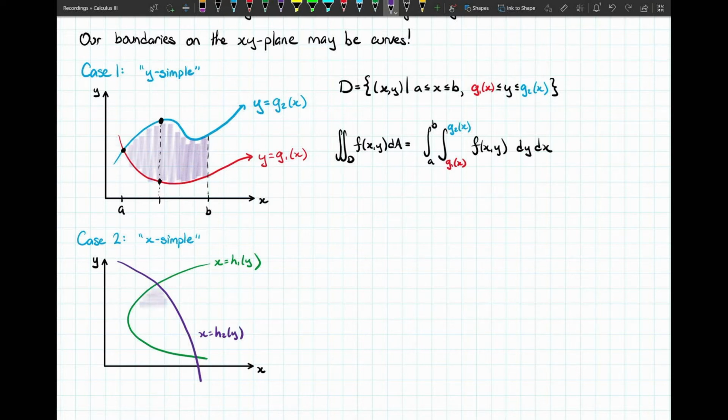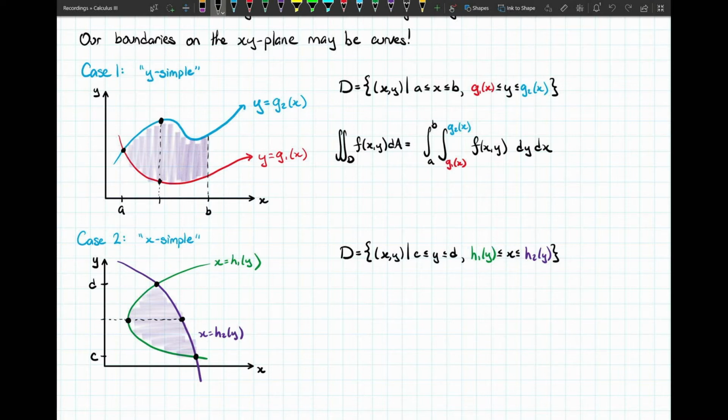And we can see that, well, it kind of makes more sense to look at horizontal little cross sections. At any given y value, we have a left boundary on the green curve, and we have a right boundary on the purple curve. And our y values are simply going to range from this lower intersection point, let's say at y equals c, up to this higher intersection point, let's say at y equals d. That means that we can define this region, let's say D, in interval notation, where y ranges from c to d, and for every given y value, x will range from h1 of y to h2 of y, making sure that we have a lower value of x on the left to a higher value of x on the right.